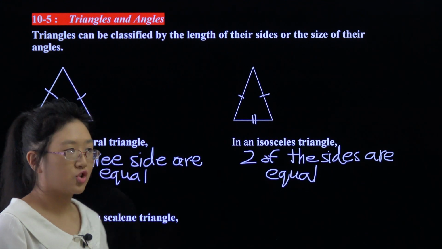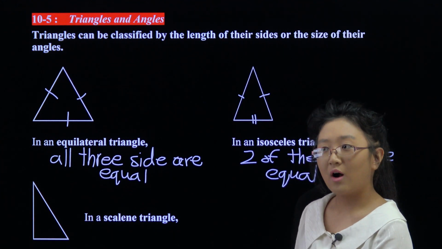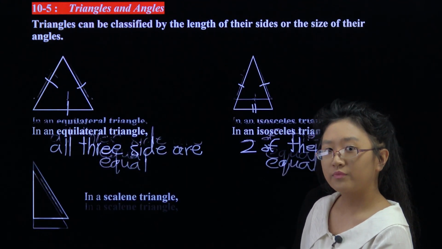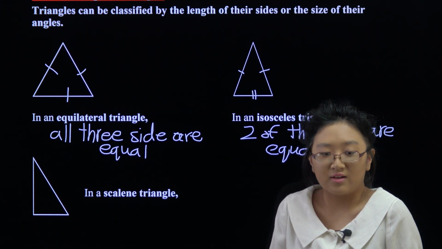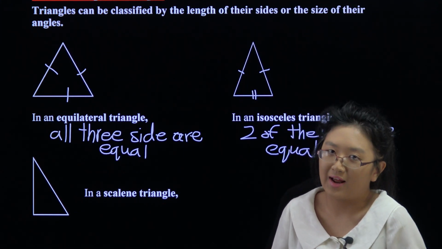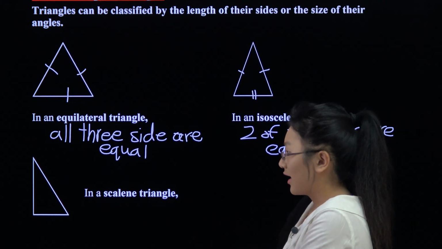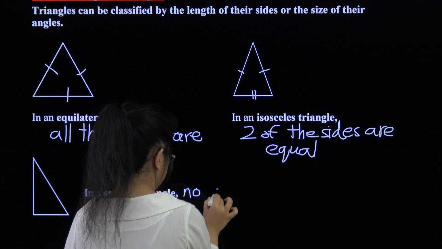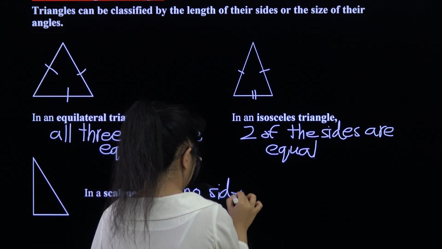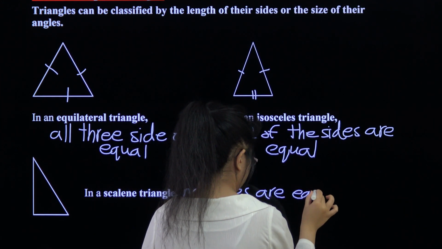In a scalene triangle, so scalene, we had 3 of them are equal, all sides are equal, 2 sides are equal, and because you can't really have one side equal to itself, well, you can have that, but what's the point? Then, in a scalene triangle, no sides are equal.